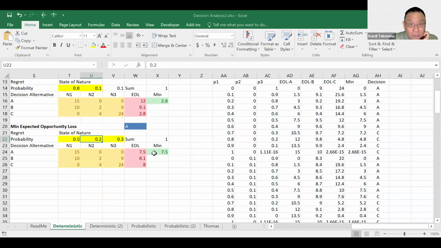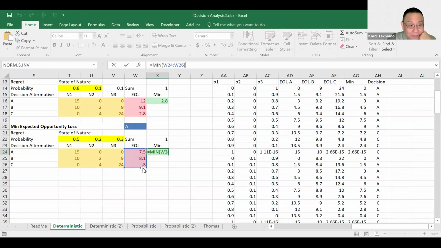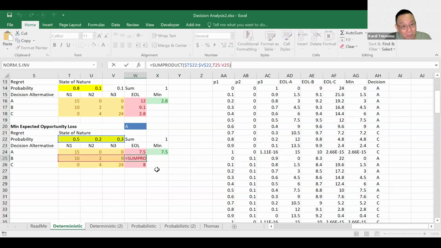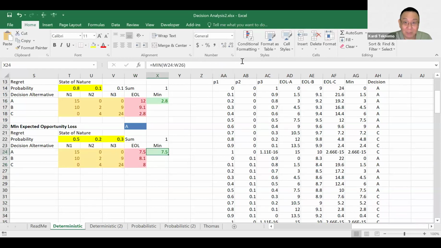So can you see the Excel here? The minimum is just the minimum of this AOL. Right? And the AOL is just the sum product of this probability and the regret. The same thing here, this is just the sum product of the regret and the probability. Then this one is just the minimum of the AOL.